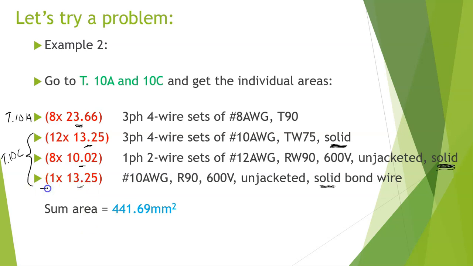All you have to do then is put all of this into your calculator, adding them all together, and you're going to get a grand total or sum area of 441.69 millimeters squared. And that is your area that that bundle takes up.